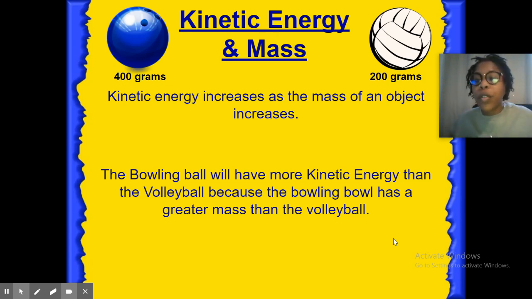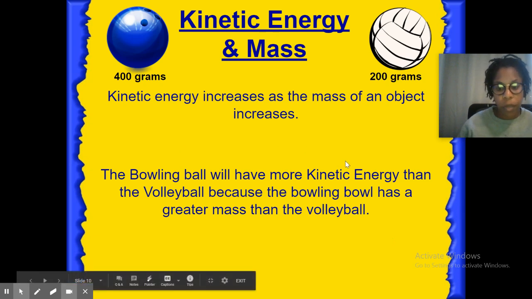So if I were to ask you which one of these balls has the most kinetic energy, the answer would be the ball that has the highest mass, because mass and kinetic energy are directly proportional. If the mass is greater, then it also has greater kinetic energy. Since the mass of the bowling ball is 400 grams, it's going to have a greater kinetic energy than the volleyball, which has 200 grams.